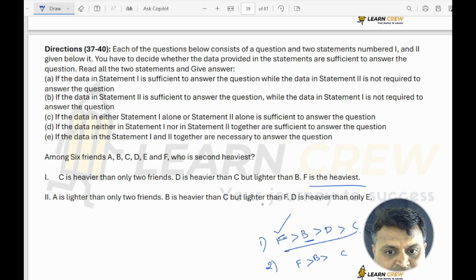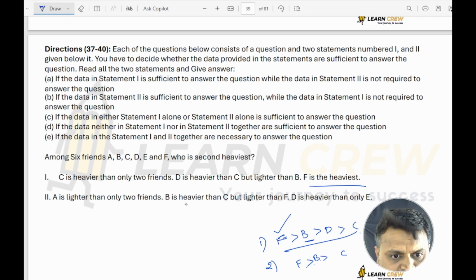And what else is given here? D is heavier than E only. D is heavier than E only means like this. So F is heavier than B. B is heavier than C, but lighter than F. A is lighter than only 2 friends.